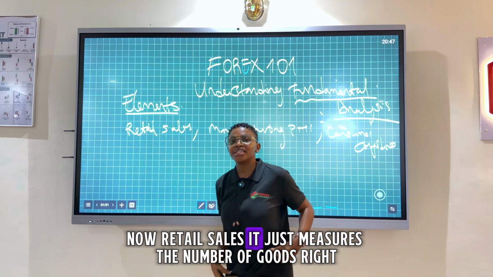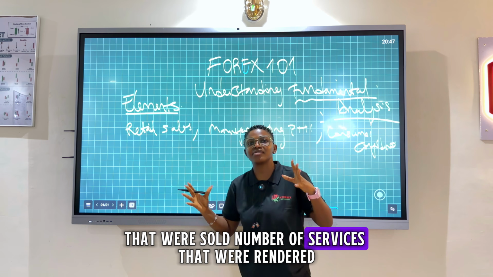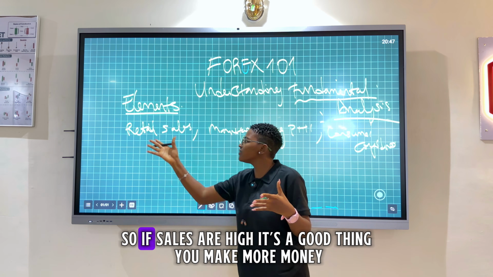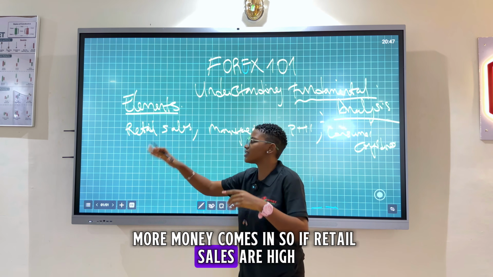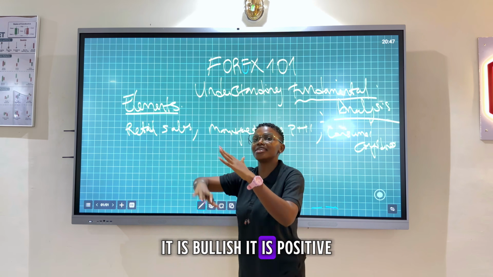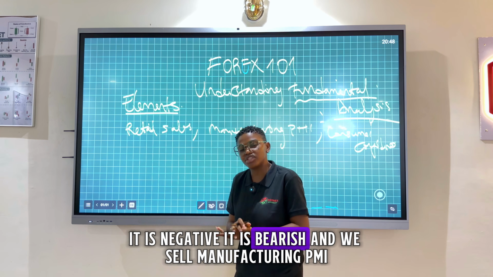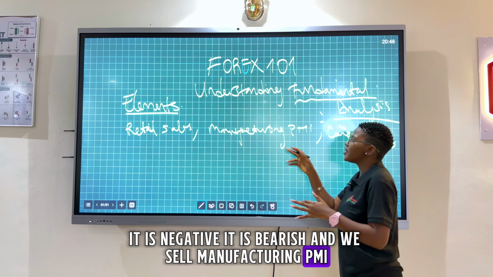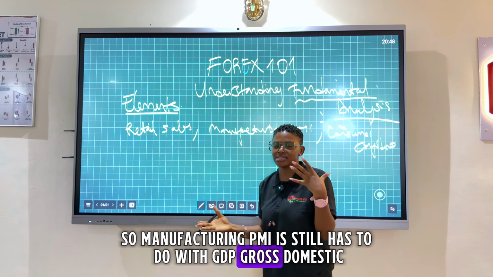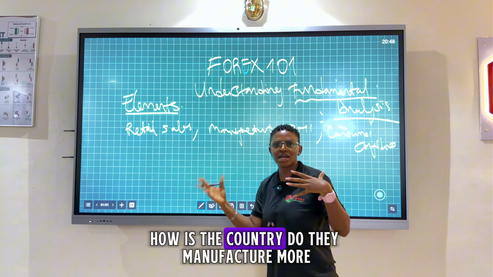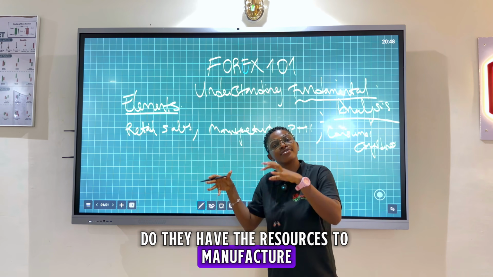Now, retail sales just measures the number of goods, right, that were sold, the number of services that were rendered. So if sales are high, it's a good thing. You make more money, more money comes in. So if retail sales are high, it is bullish, it is positive, we buy. While if retail sales are low, it is negative, it is bearish, and we sell. Manufacturing PMI. So manufacturing PMI still has to do with GDP, gross domestic. How is the country? Do they manufacture more? Do they have the resources to manufacture?